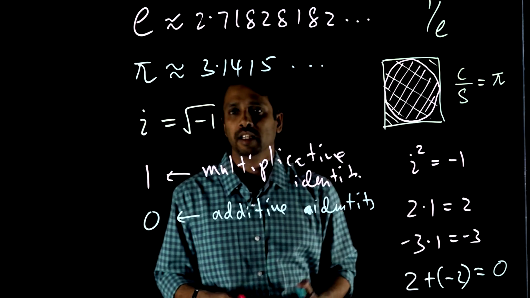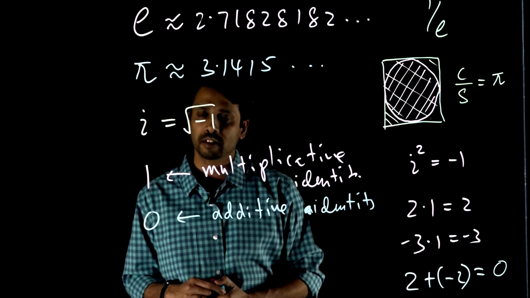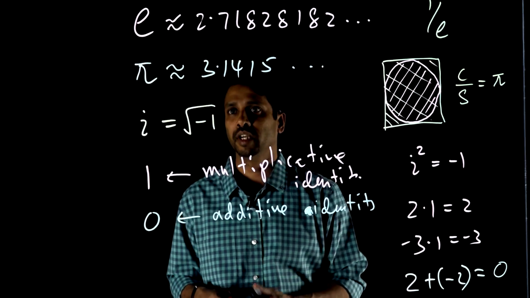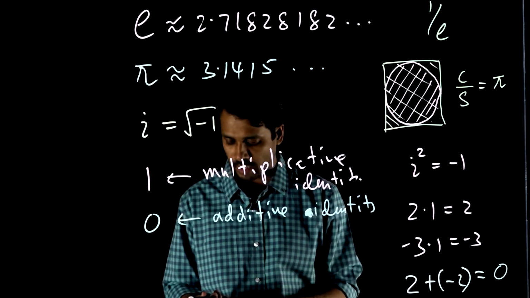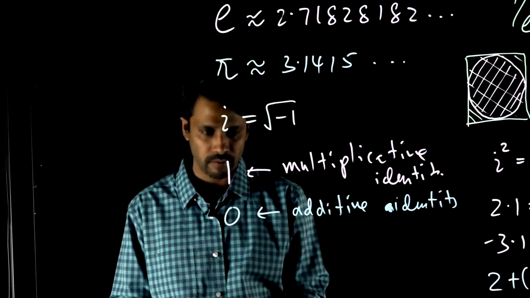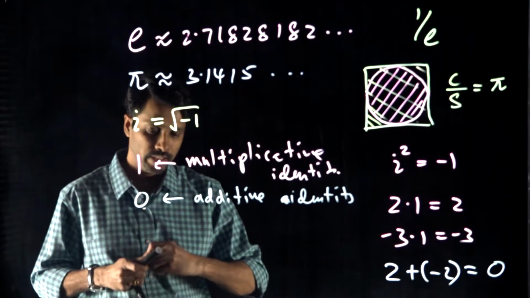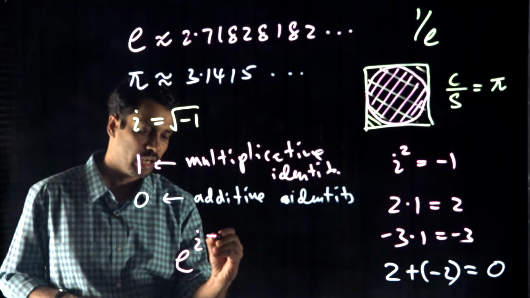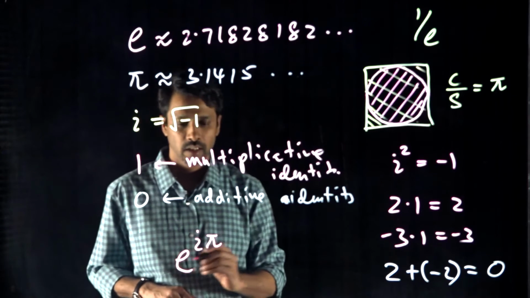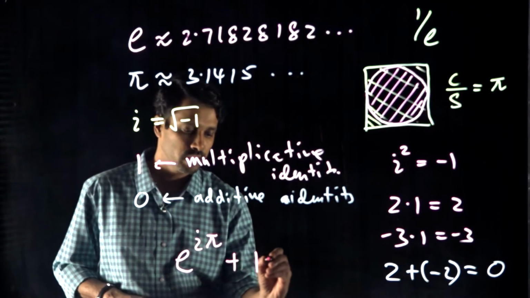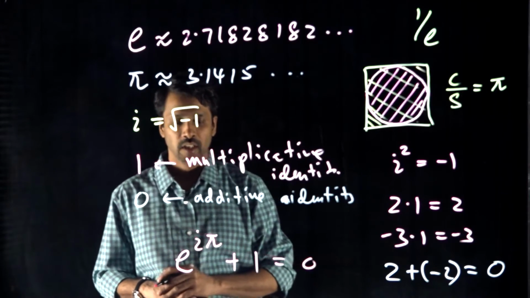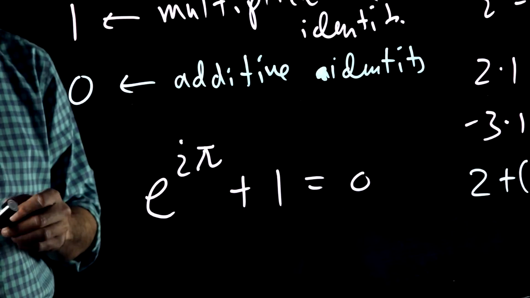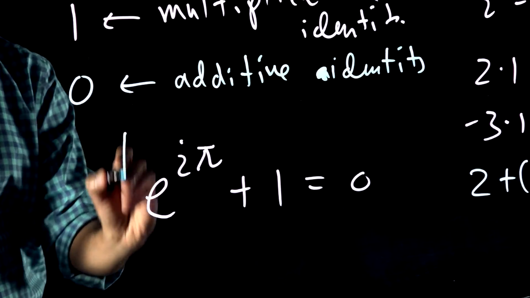Now the question is, can we combine all these into one equation? That's the interesting part. Actually, the answer to that question is yes. We can combine all of these into one nice equation, and we can write it like this: e to the i pi plus 1 equals 0. This is what we call the most beautiful equation in mathematics.